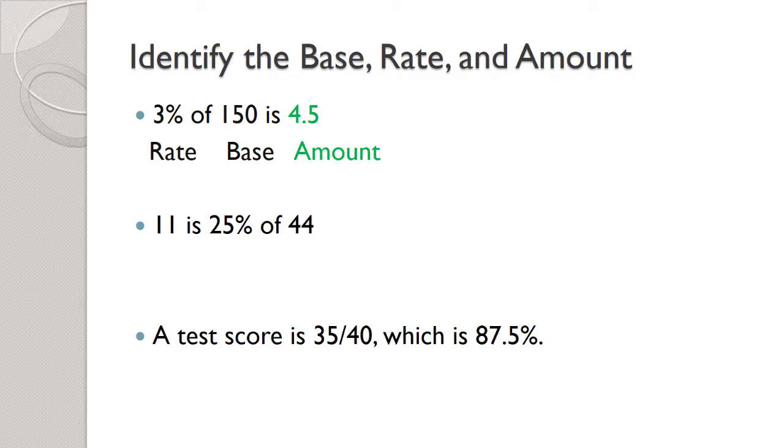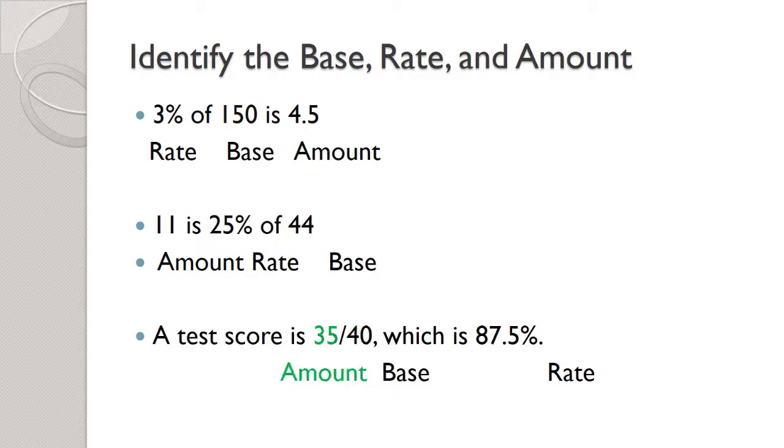In our next one, 11 is 25% of 44. Well, 25% is your rate. The base is 44 because that's the whole thing, and the amount is 11. Our last one, a test score is 35 out of 40, that's 87.5%. 87.5% is your rate because that's your percentage. What's the base? Well, the base would have to be 40 since that's how many questions there were. And the amount we got right is 35, so 35 is your amount.